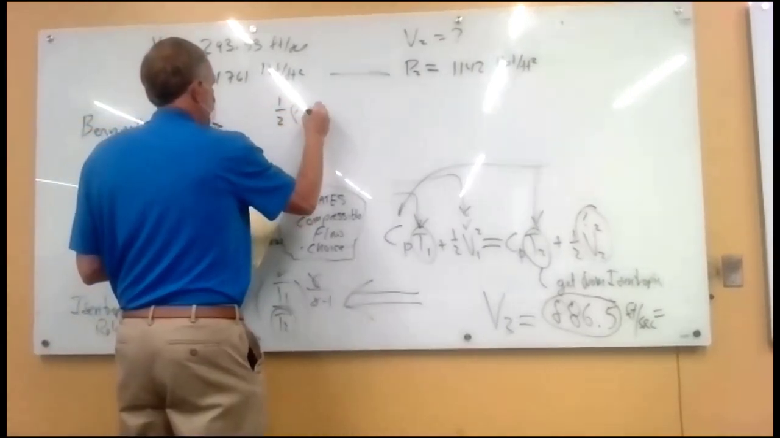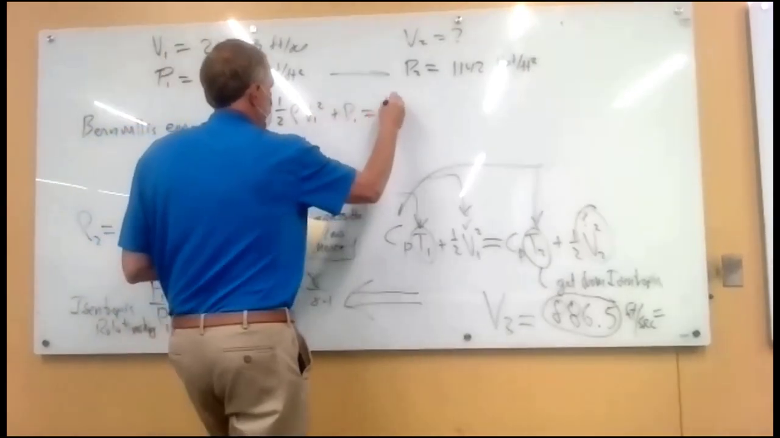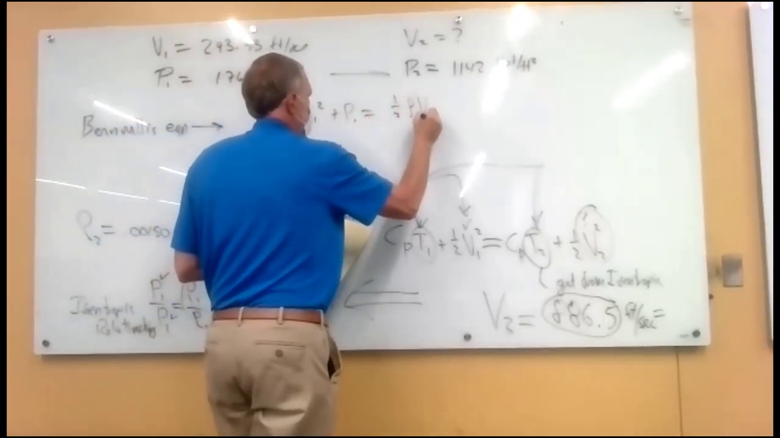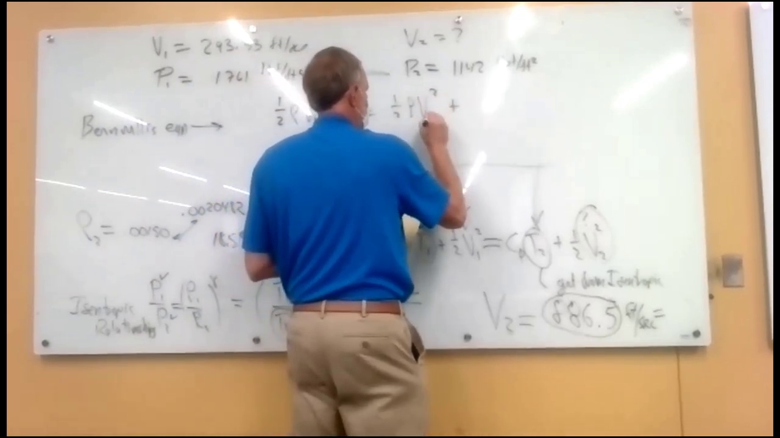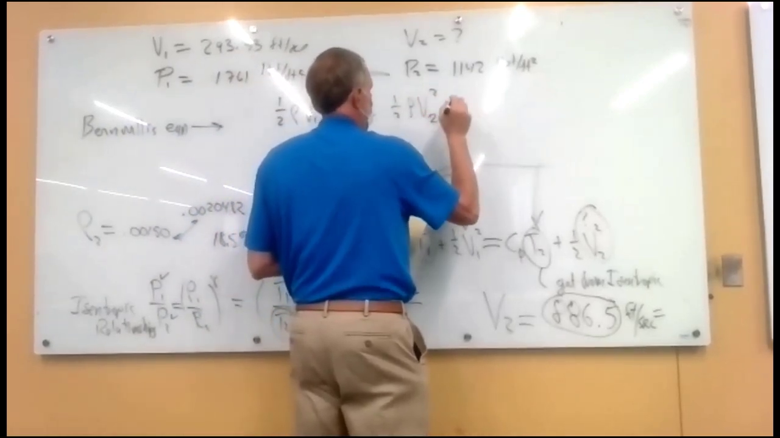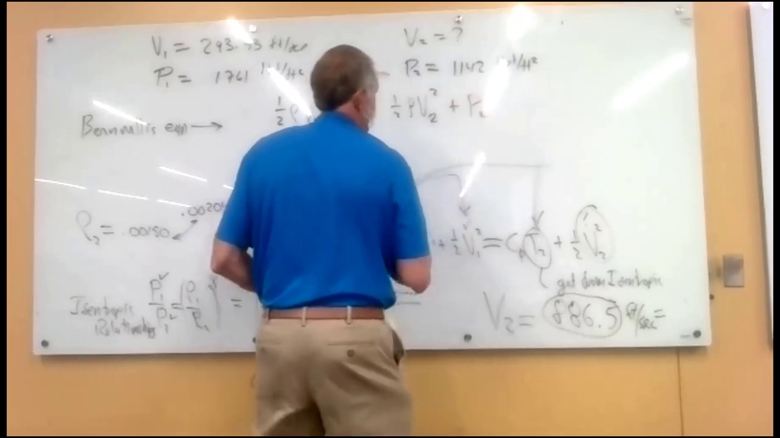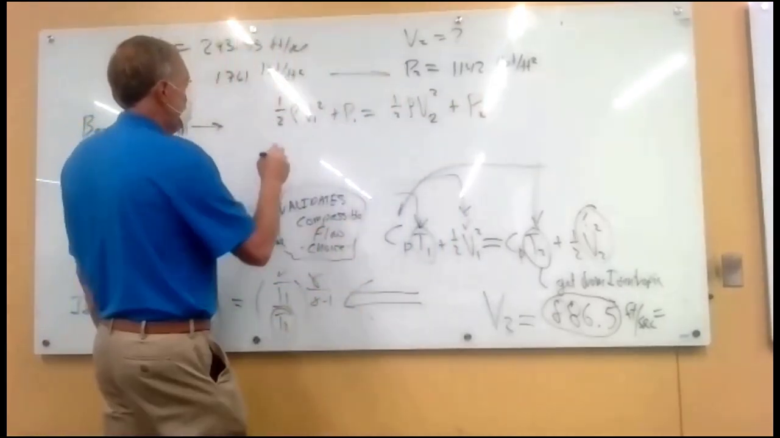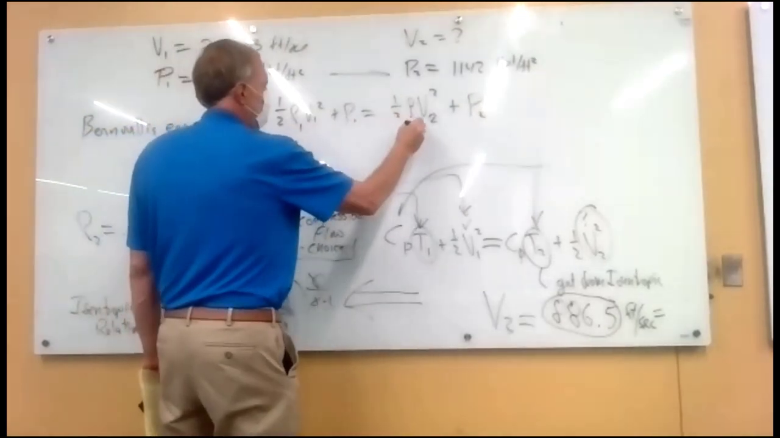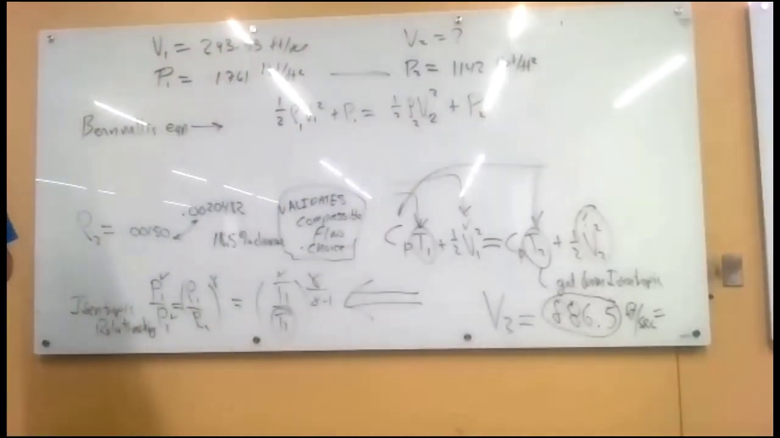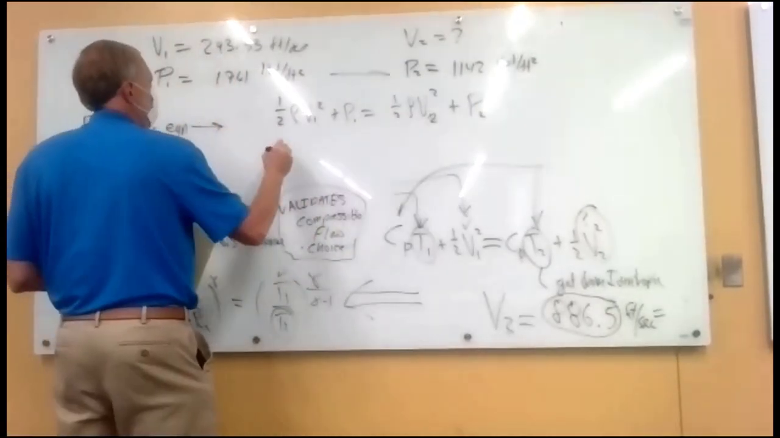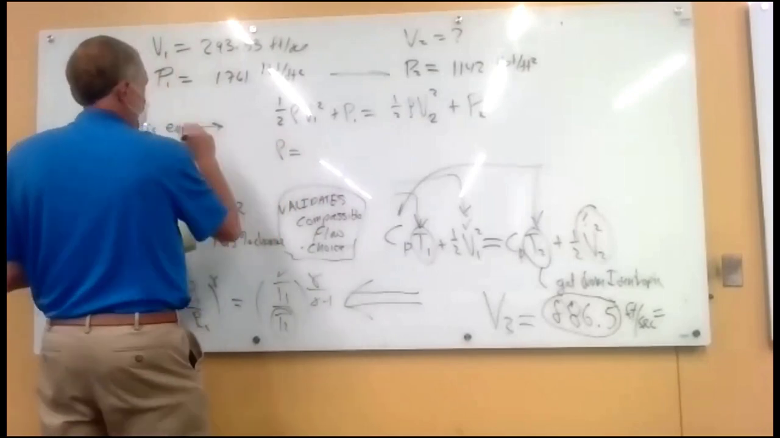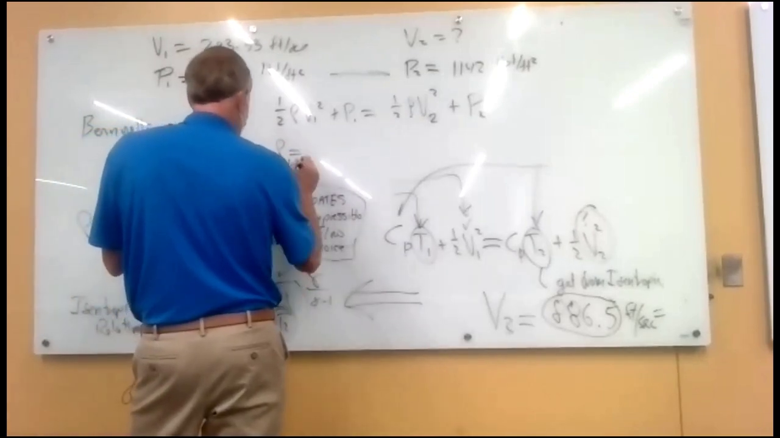1/2 rho V1 squared plus P1 equals 1/2 rho V2 squared plus P2. And if I'm not thinking, I'll go, well, I have rho 1 here and rho 2 here, but I don't know density, so what do I do? Or maybe I don't even think that far. I just go, okay, I know the density is the standard atmosphere.